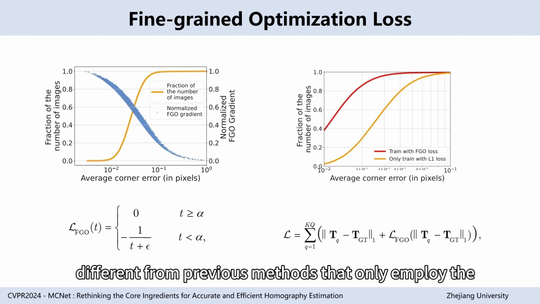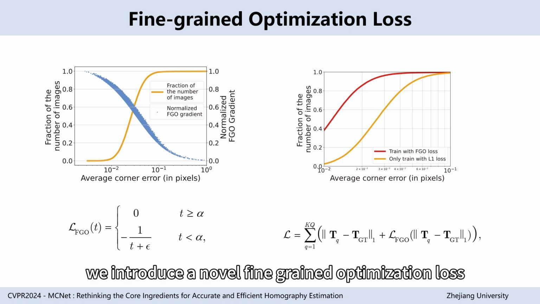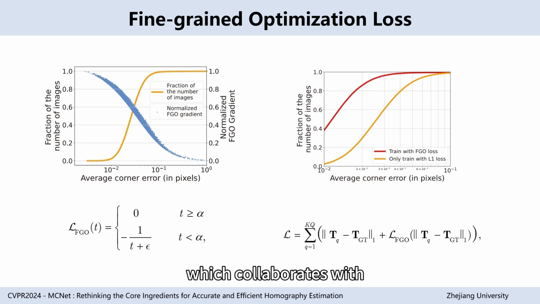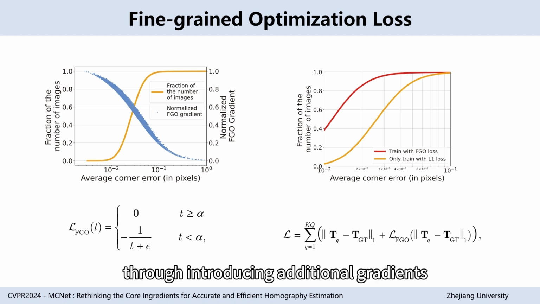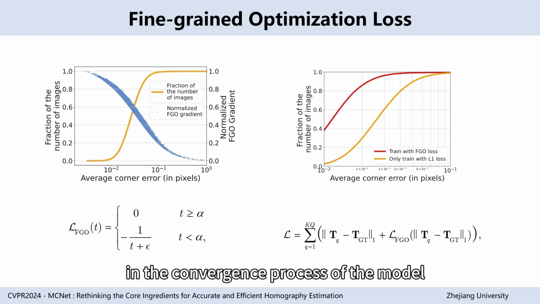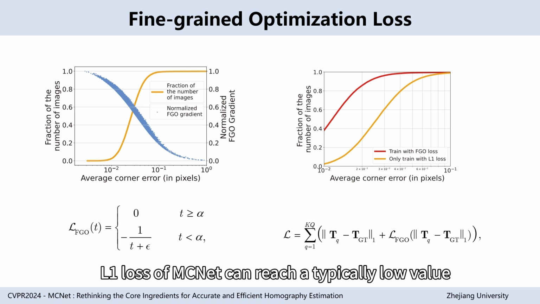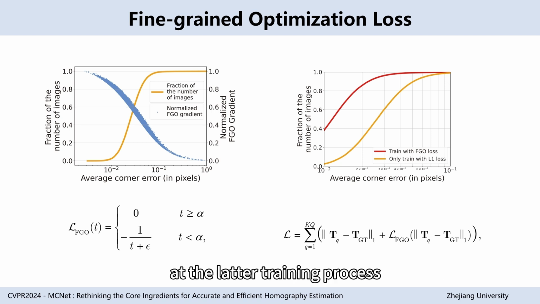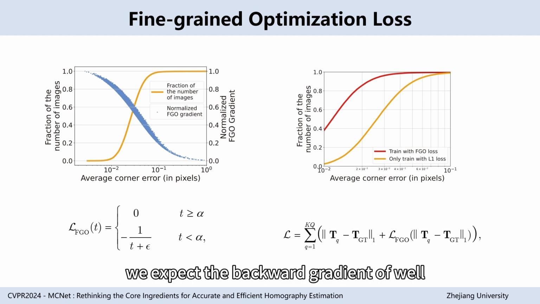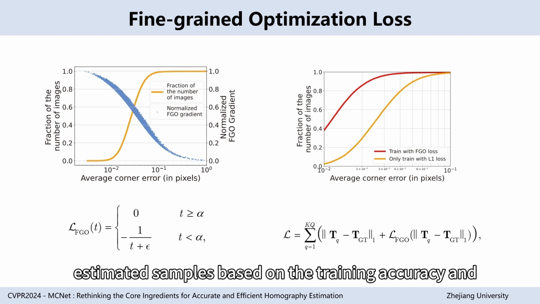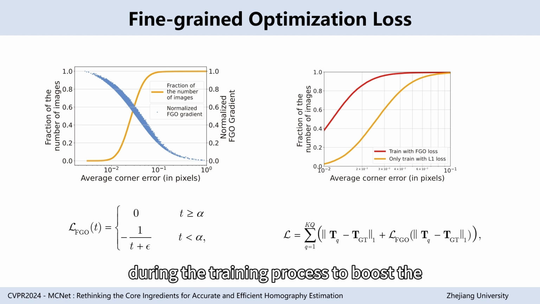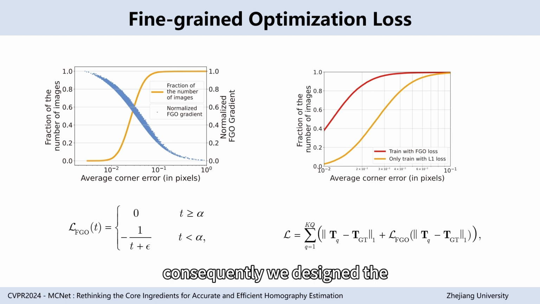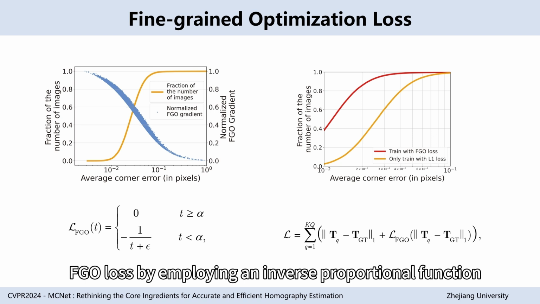Different from previous methods that only employ the L1 loss for training, we introduce a novel fine-grained optimization loss, which collaborates with L1 loss to further boost estimation accuracy through introducing additional gradients in the convergence process of the model. As the single L1 loss of MCNet can reach a typically low value at the latter training process, we infer that the model enters a relatively stable capture range. At this stage, we expect the backward gradient of well-estimated samples to increase as the L1 loss further decreases. This selectively raises the weights of well-estimated samples based on the training accuracy and dynamically refines its impact during the training process to boost the estimating accuracy. Consequently, we design the FGO loss by employing an inverse proportional function.